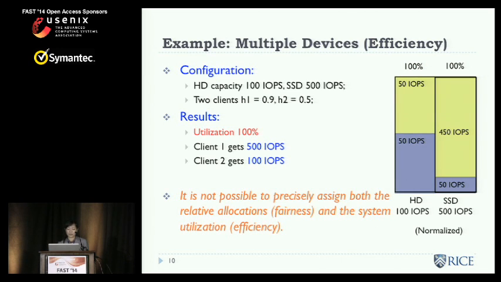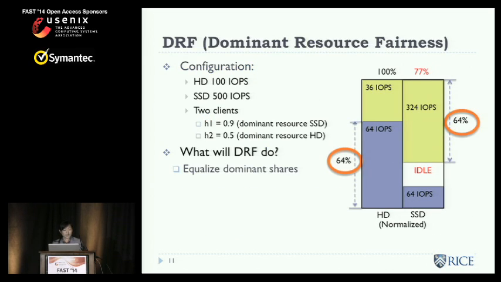What happens if we try to maximize the system utilization? If we want to fully utilize the device, still the same configuration, the unique allocation is shown in this figure. That is, client 1 gets 500 IOPS and client 2 gets 100 IOPS. But now the problem is, is it fair?